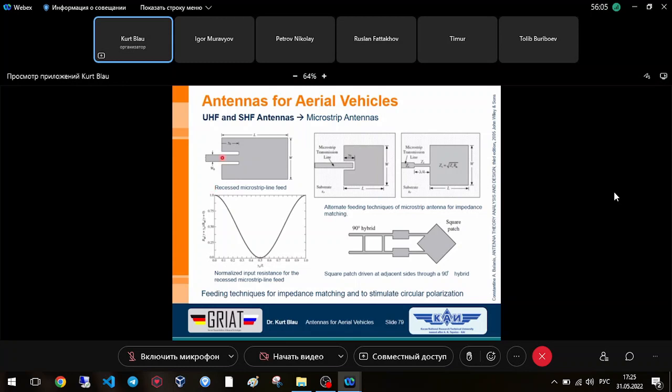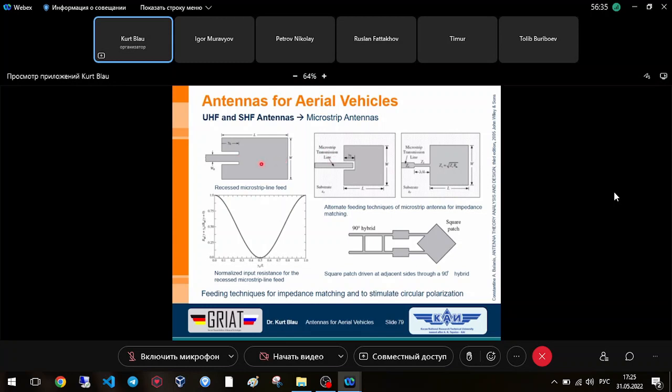recessed. You mean here you have slots, and the connection is not at the edge; it's inside the patch, and you can achieve this in such a way that you have here in this plane exactly 50 ohm, and so the complete power coming from the generator is delivered to the patch. It's one possibility. The other possibility is shown here.